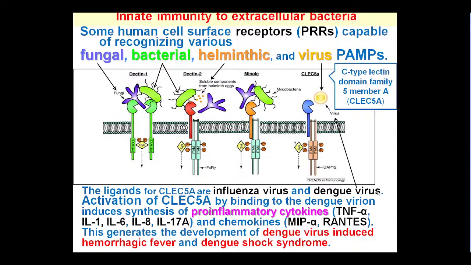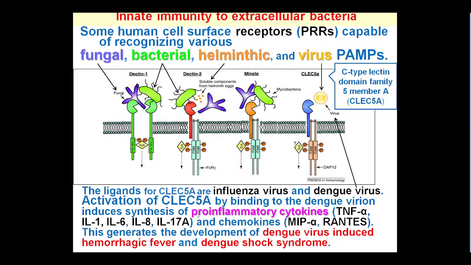In case of recognition of dengue virus by this receptor, activation of cells happens, and activated macrophages, for example, produce pro-inflammatory cytokines, in some patients in very high concentration. These cytokines are tumor necrosis factor alpha, interleukin 1, interleukin 6, interleukin 8, interleukin 17 alpha, interleukin 12, and some others. Besides this, some chemokines, MIP-1 alpha and RANTES, are also released by activated cells. What is the result?